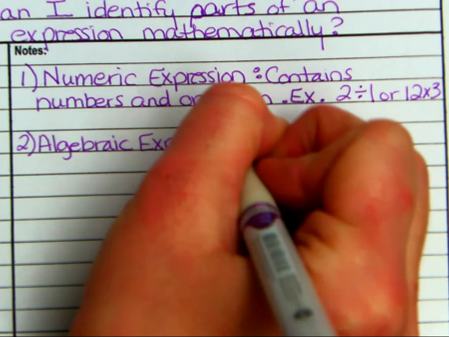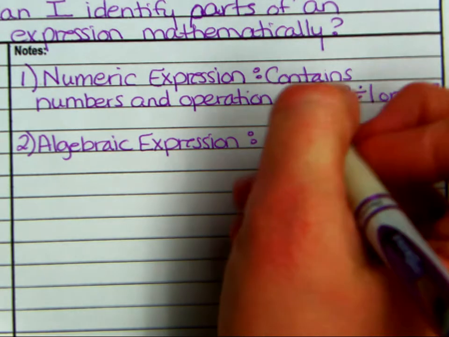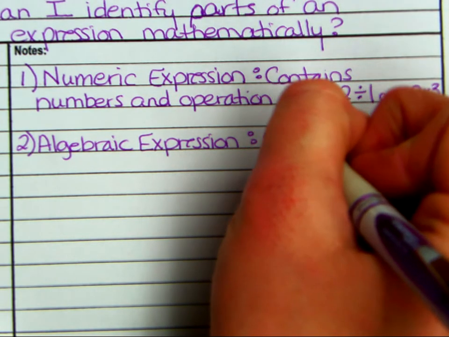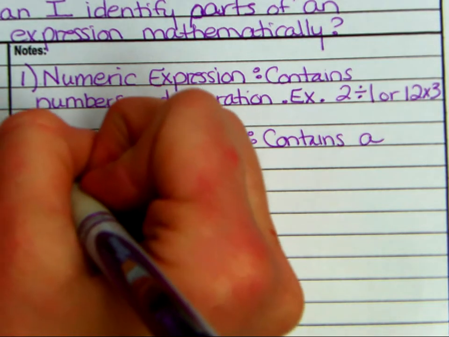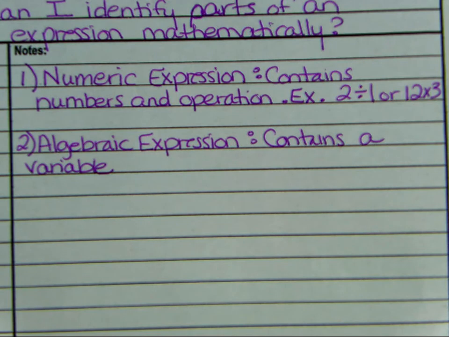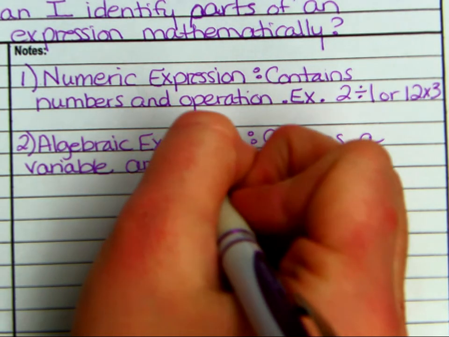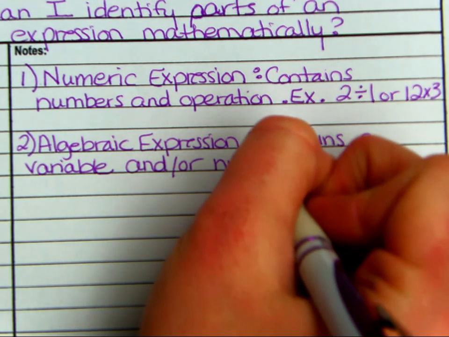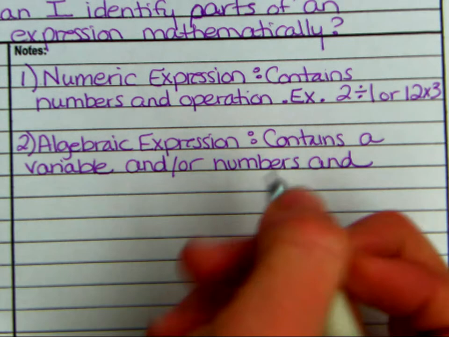Now, an algebraic expression is, once again, an expression, doesn't have an equal sign, but this time it's going to contain a variable and or numbers and operational symbols. So this time it contains a variable, and that variable could be any letter that we use to represent an unknown. So it contains a variable and or numbers and mathematical operational symbols.